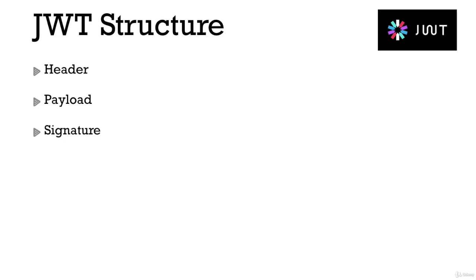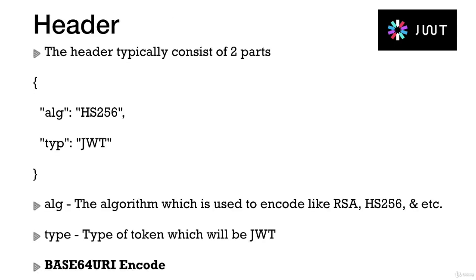So JWT consists of three main parts: header, payload, and signature. Now let's discuss one by one each and every part of JWT. First part is the header, which consists of two parts, and it is a JSON object. It contains ALG, which is algorithm. That means we need to tell the system which algorithm we have used to encode our header part and the string, the information we are exchanging.